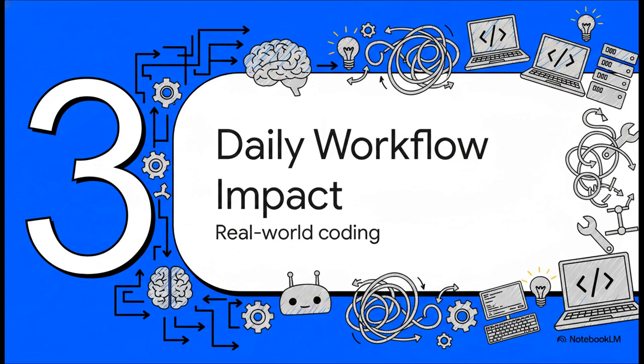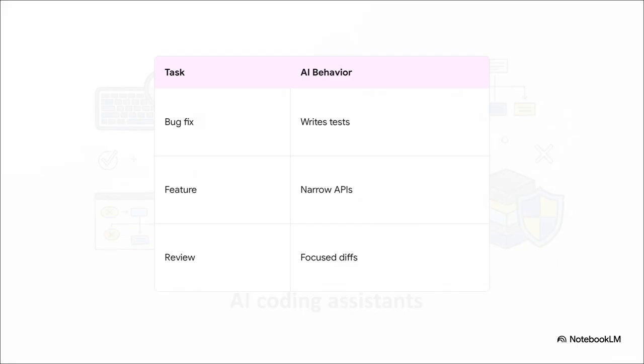All right, section 3, daily workflow impact. How does this look in real-world coding? Well, you'll see an immediate shift in behavior. For bug fixes, the AI will now identify or write a failing test or reproduction first, and then make it pass, guaranteeing a regression test every single time. For new features, it naturally keeps APIs narrow and actively resists building broader, unnecessary abstractions. And for code reviews, you get tight, predictable diffs with zero surprise edits, which honestly is going to save you a massive amount of review time.